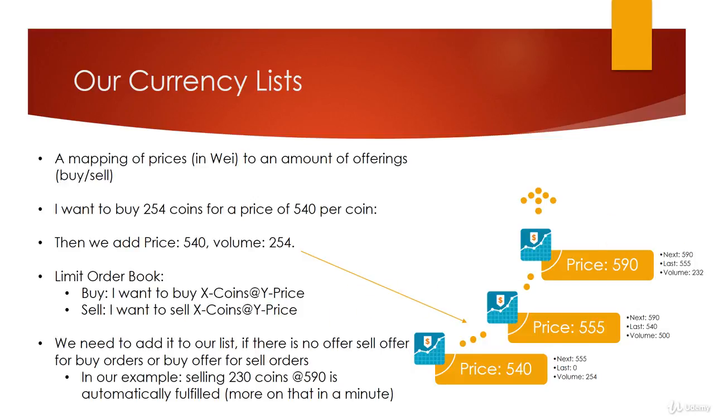And we need to add it to our list if there is no offer to sell yet. So we get a new limit buy order, or else it's automatically fulfilled. So if there is already someone trying to sell, let's say I want to buy for a price of 650 and maybe there's already somebody trying to sell for 650, the order is automatically fulfilled. We don't have to add anything to our order book. But if we are trying to buy something where there is no sell offer yet, we have to add it to the order book. And this is what we're going to do in this lecture. We're going to have a look at how that's done in theory.